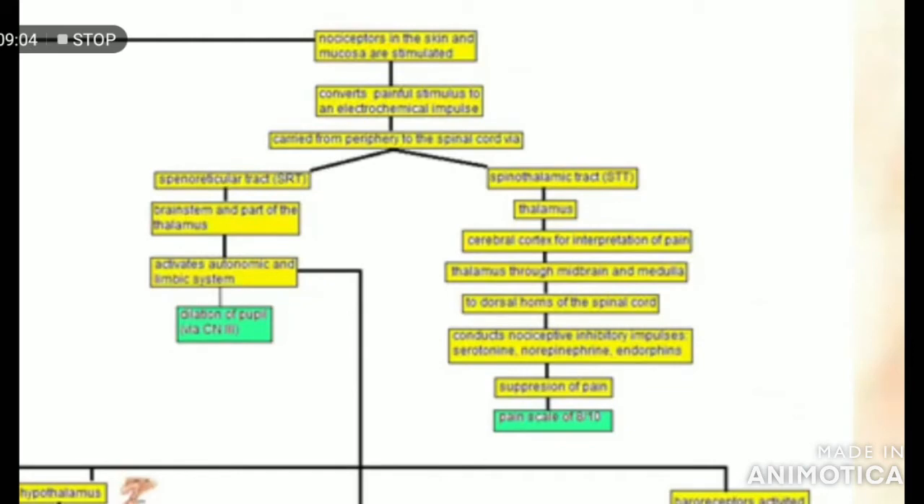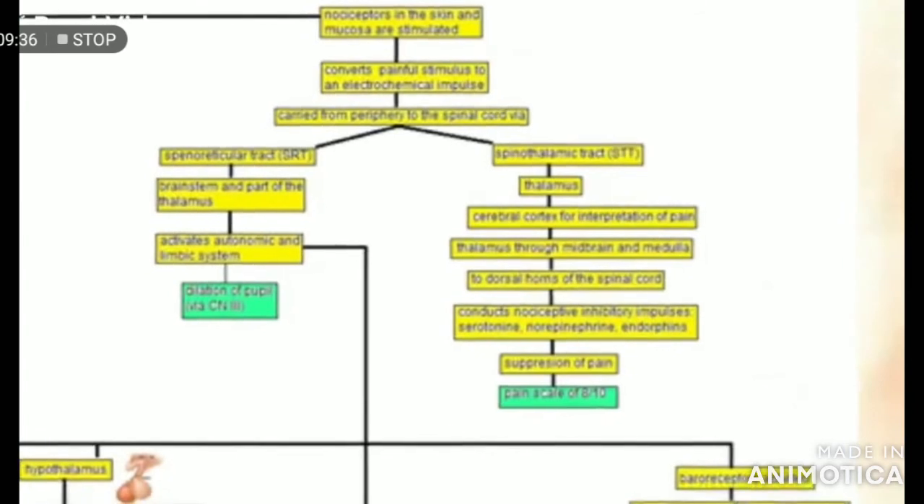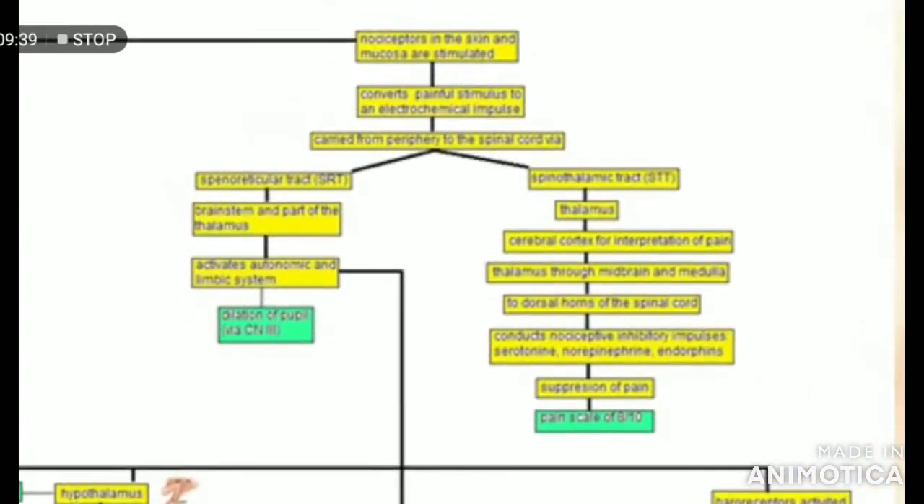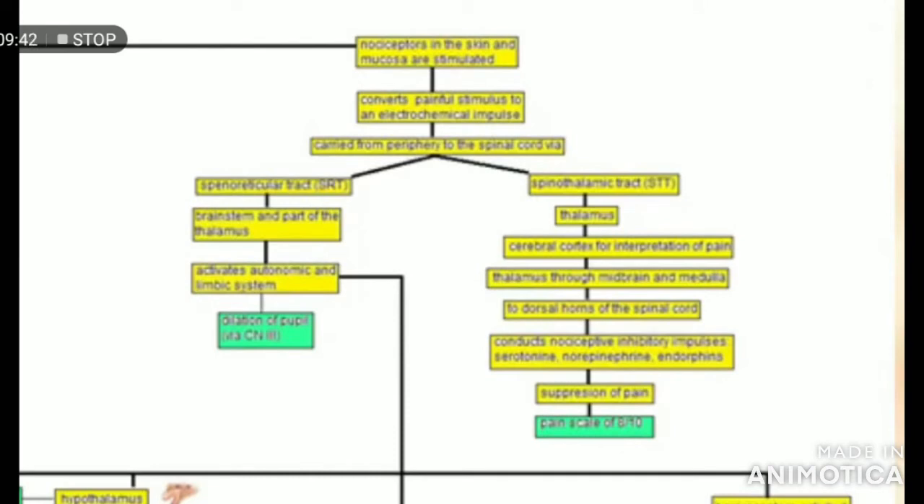Let's go first to the spinothalamic tract or SCT. Impulses are carried to the thalamus, then to the cerebral cortex for interpretation of pain, then back to the thalamus through the midbrain and medulla, then to the dorsal horns of the spinal cord, which conducts nociceptive inhibitory impulses such as serotonin, norepinephrine, and endorphins for the suppression of pain. That is why the pain perceived by the patient was a pain scale of 8/10.